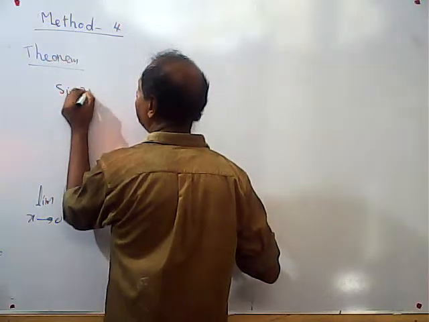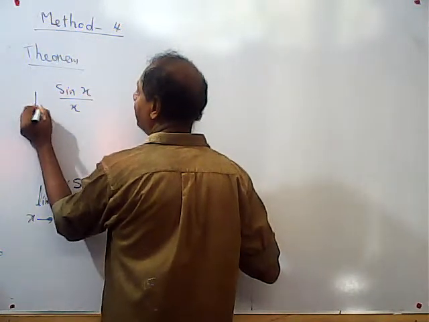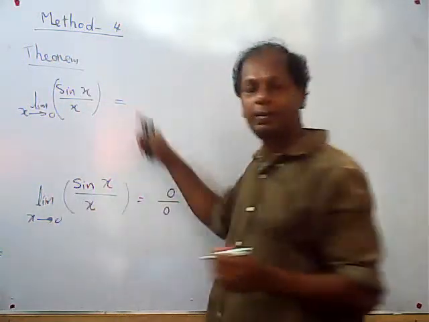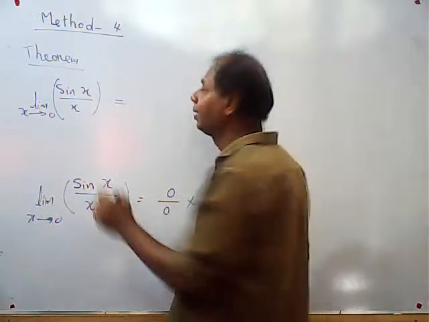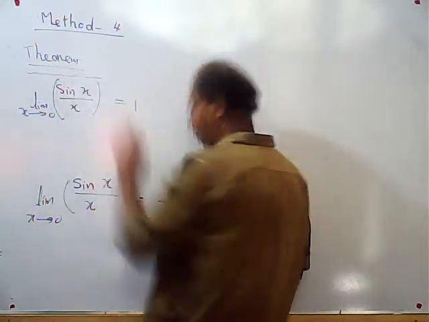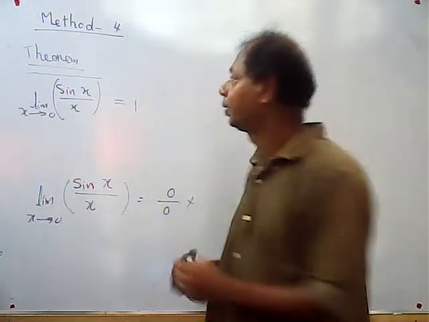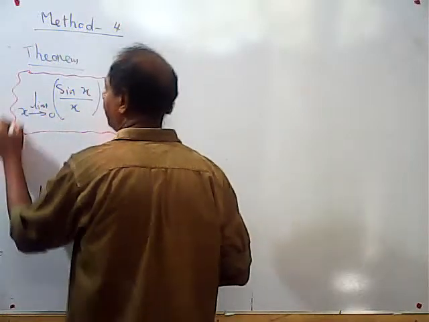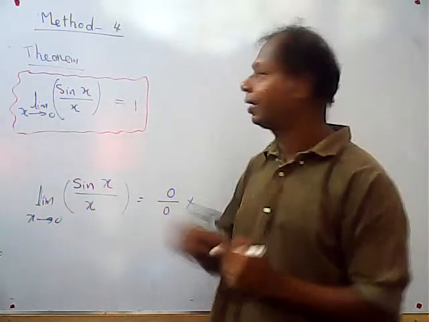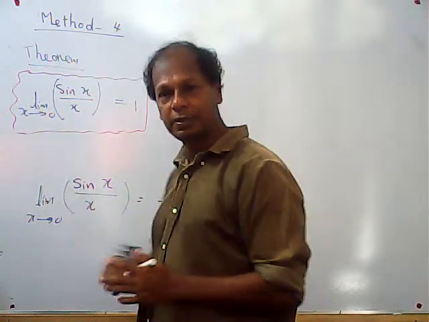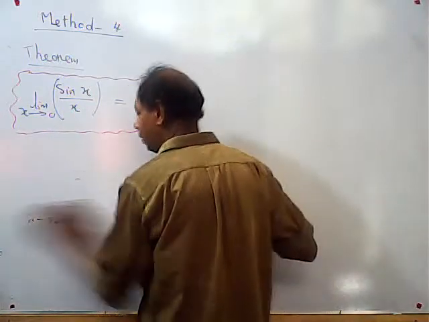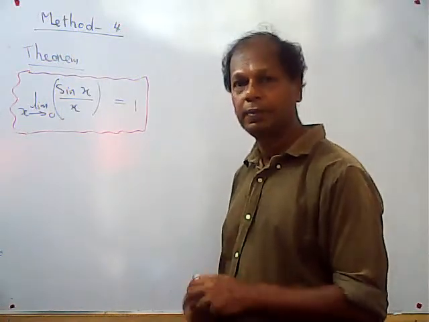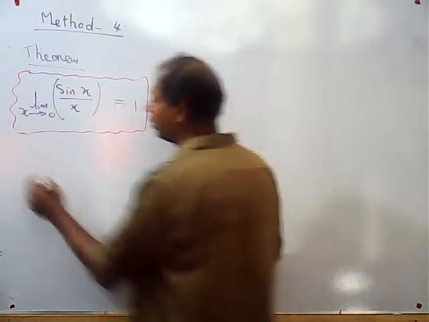Sin x over x as x goes to 0, we can show that the limit is nicely just 1. The limit is equal to 1. And that's the theorem, right? Sin x over x as x goes to 0 is equal to 1. Again, the proof we will leave to do later when we start the class normally. Not now.